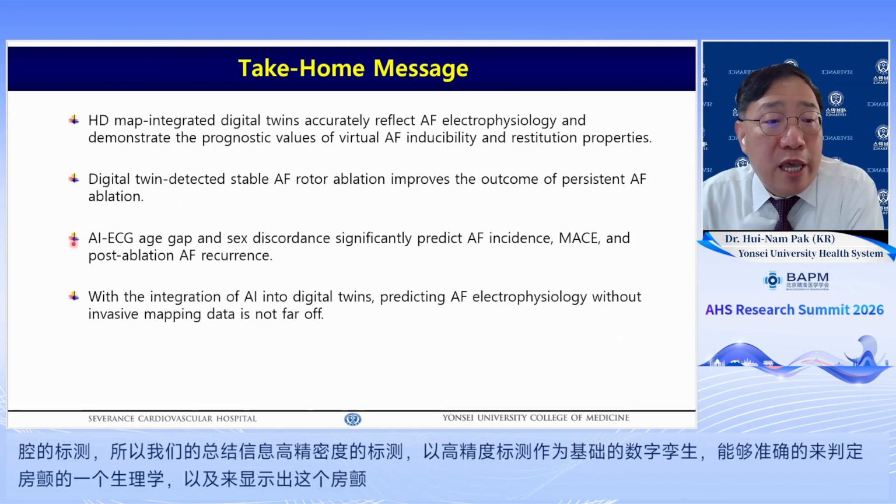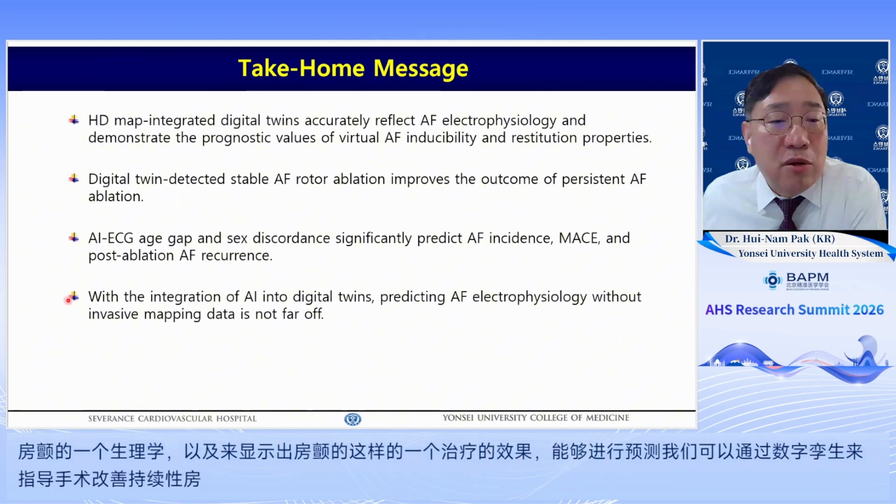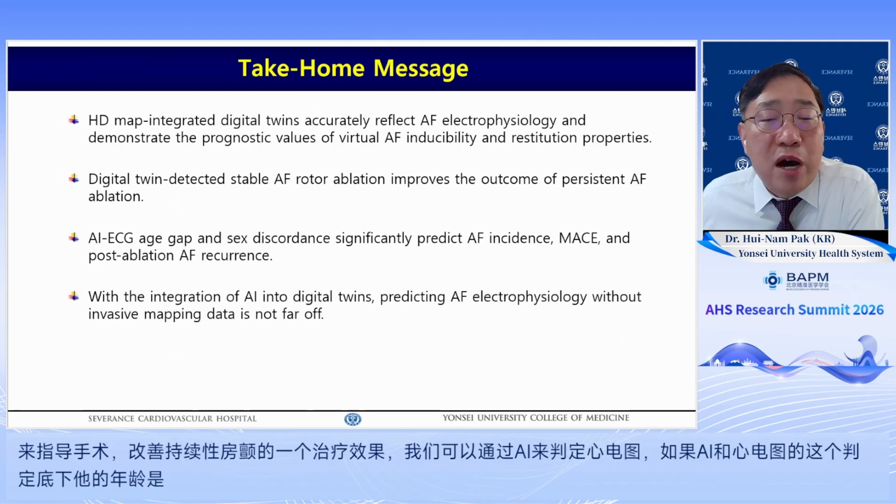AI ECG age gap and sex discordance significantly predict AF incidence, MACE, and post-ablation AF recurrence. With the integration of AI into digital twin, predicting the AF electrophysiology without invasive mapping data is not far off.